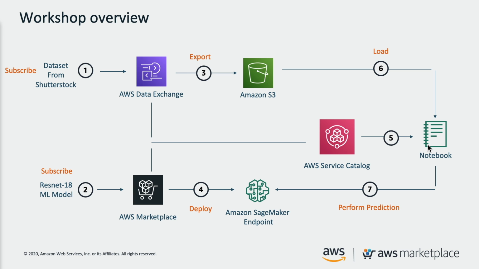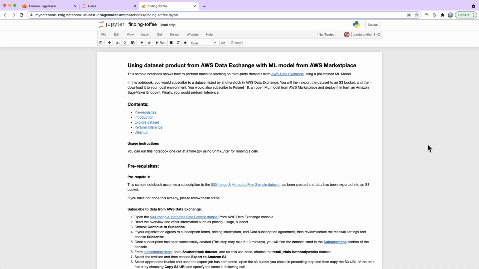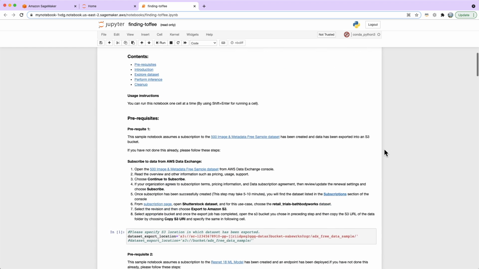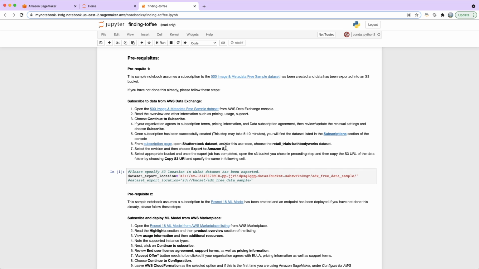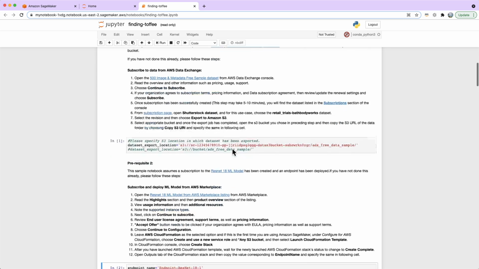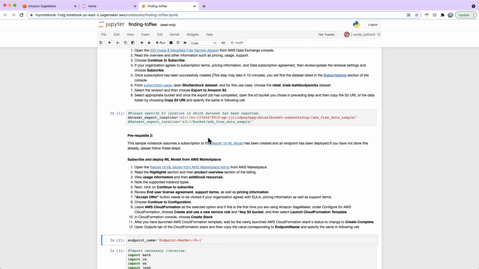You went into the notebook instance and you performed your machine learning experimentation. Now let's look at the notebook experimentation that you performed. This is the notebook that you used in order to perform your experimentation. As you can see, prerequisite number 1 was about exporting the data from the AWS Data Exchange dataset. You had already done the subscription activity and you had also exported the dataset via your AWS Service Catalog product. And you specified the location from the output of your application product in this particular cell.